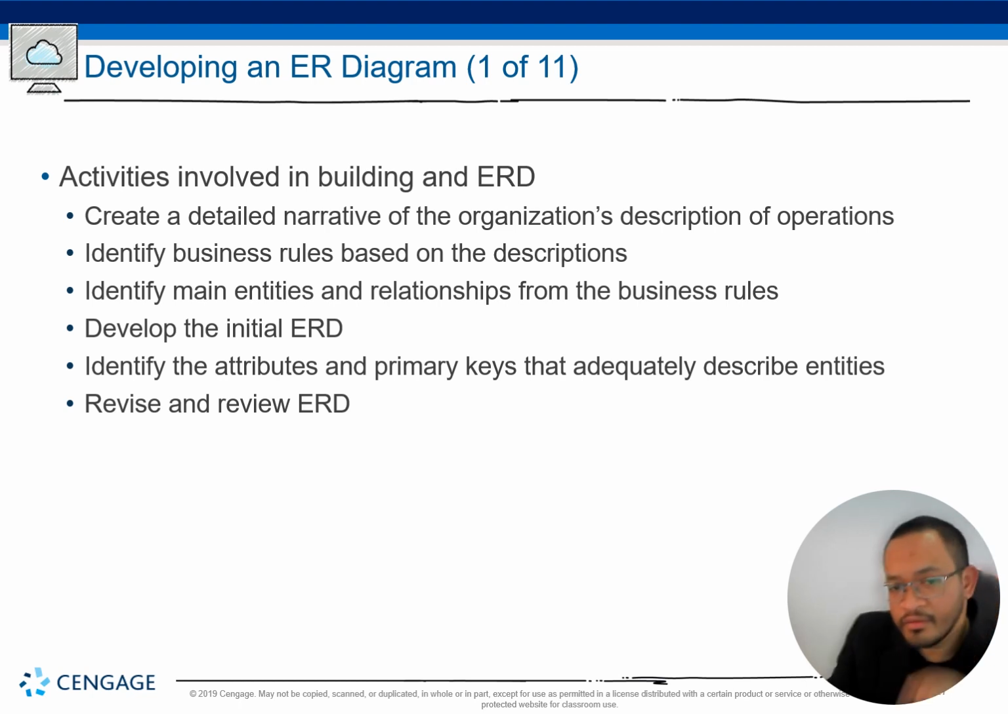So this activity involves building an entity relationship diagram. First, you need to create a detailed narrative of the organization's description or operation. Identify business rules, identify main entities and relationships from the business rules, develop the initial ERD, identify the attributes and primary keys that adequately describe the entities, and revise and review the ERD. So whenever you are going to develop an ERD, you need to follow these steps.